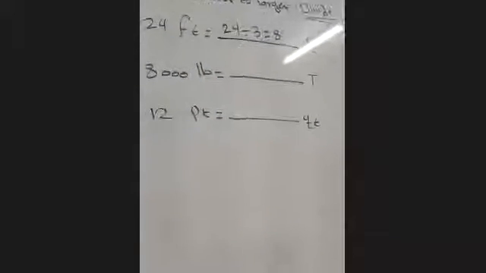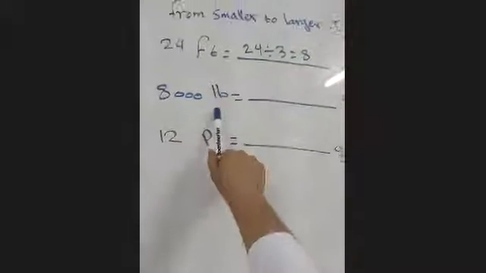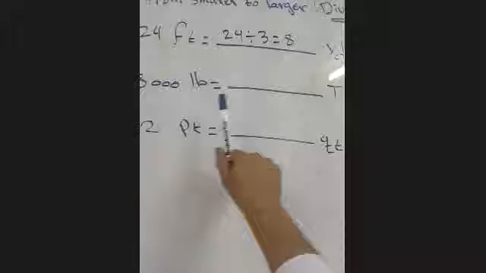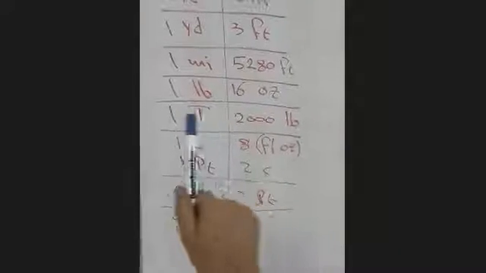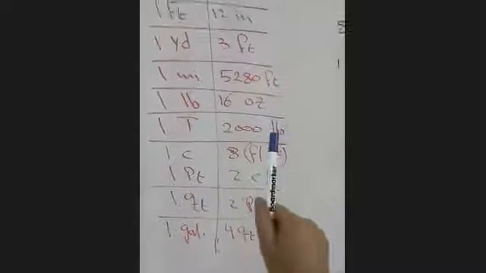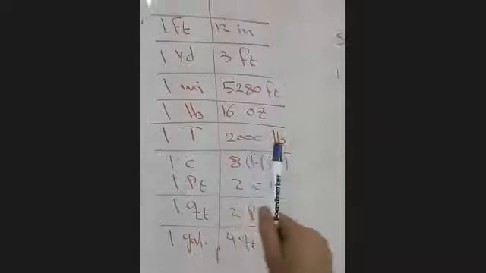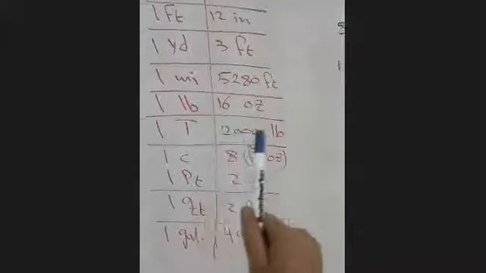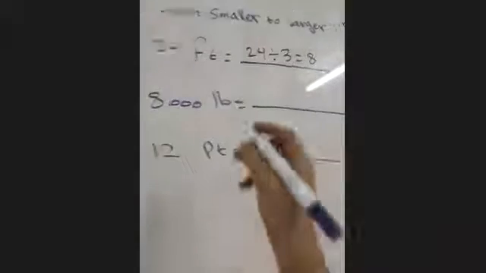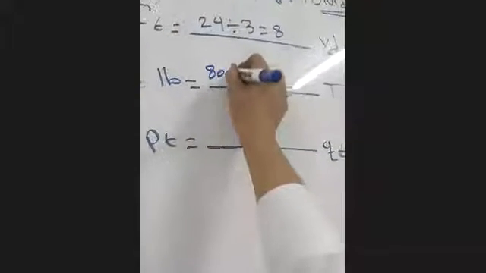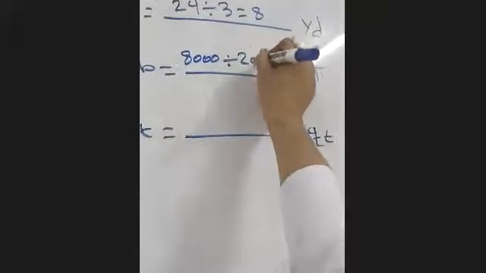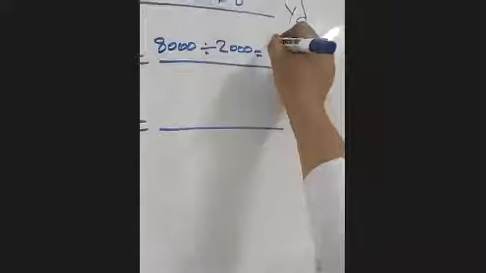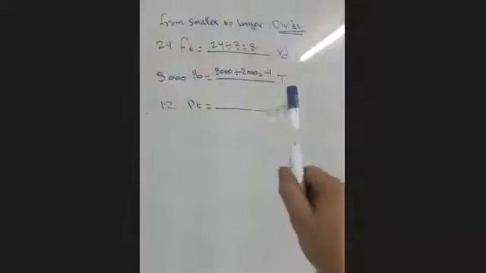For example, if I want to turn from pounds to tons, here we have a direct relationship between tons and pounds. I will turn from pounds to tons, from the smaller to the larger. So I will divide by 2,000. So 8,000 divided by 2,000 is equal to 4. So 8,000 pounds is 4 tons.